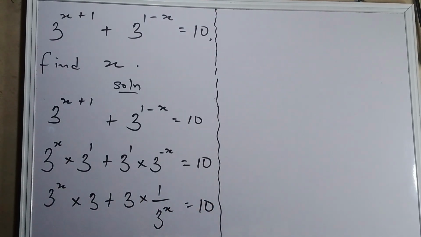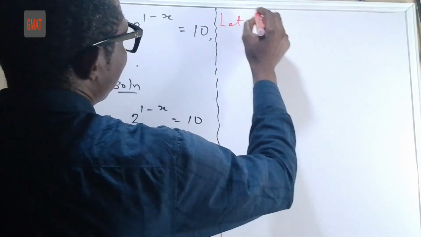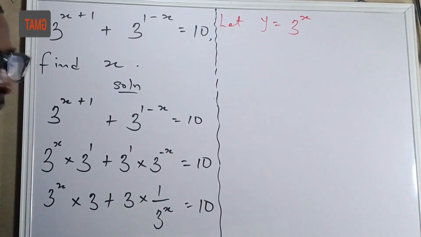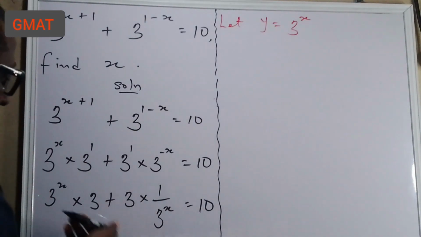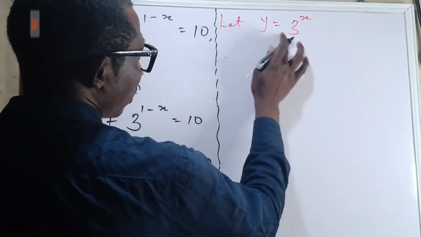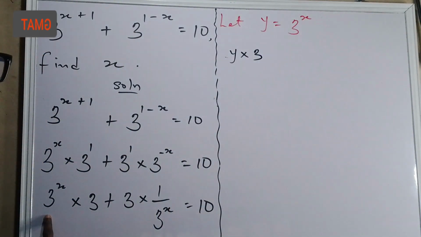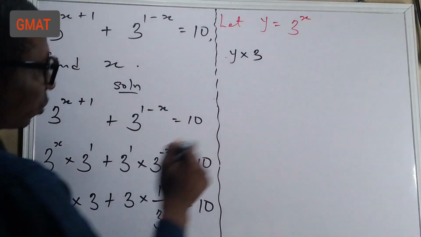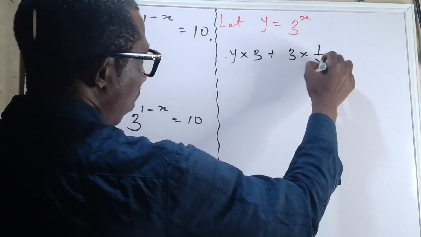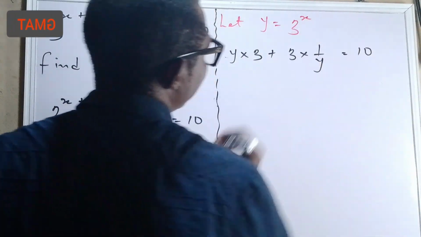Alright? So now the next thing is to make an assumption. Let y be equal to 3 raised to the power of x. So if you have that, this equation turns to 3 raised to the power of x, which is the same thing as y, that's going to be y times 3. Okay, can you see that? So y times 3 plus 3 times 1 over y, equals 10.